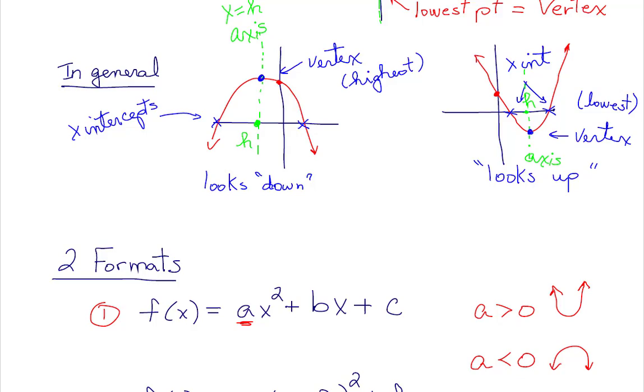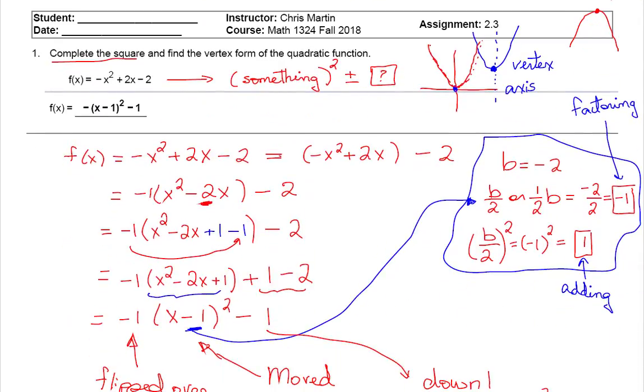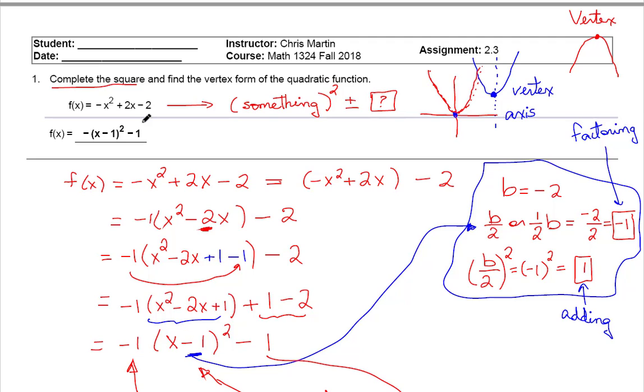Alright, so let's get into the homework here. Now, in question 1, they're going to give it to us in the most terrible format, and we're going to need to figure out, well, where is the vertex and how do I put it into the other format?